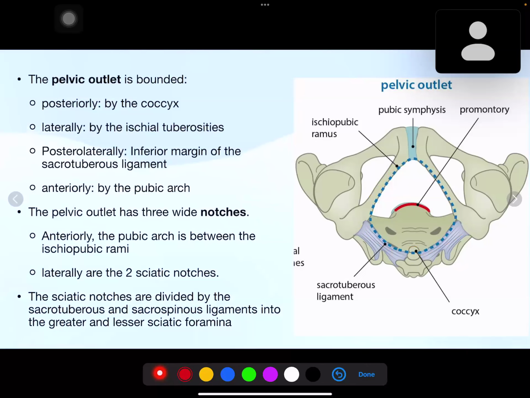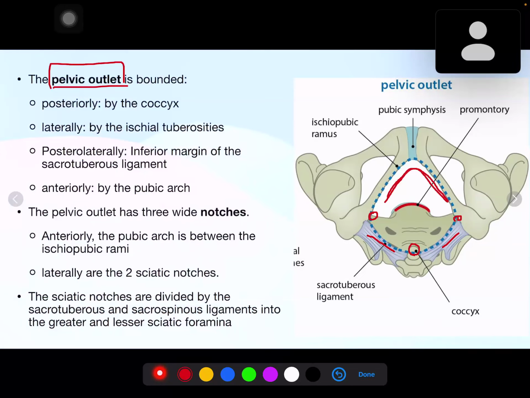Okay, now you understand all the boundaries of this outlet. Posteriorly would be the coccyx, laterally would be the ischial tuberosity, posterolaterally the sacrotuberous ligament, and anteriorly the pubic arch. Two pubic bones attach and fuse, they form an arch. So this is a pubic arch, or you can say this is the ischiopubic rami and the pubic symphysis. Okay, so these are the boundaries of the pelvic outlet.